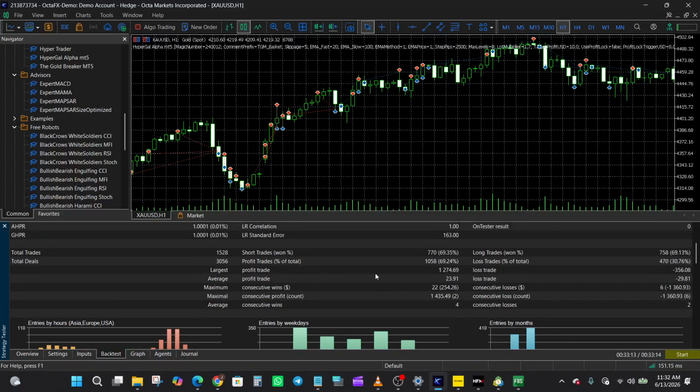And looking at the largest profit, it was 1,274.69. Largest loss was 356.08. Average profit 23.91. Average loss 29.81. So on average, the risk to reward ratio is not very good. It's actually bad. You know, the average loss is even bigger than the average profit. So the average risk to reward ratio is bad, right?